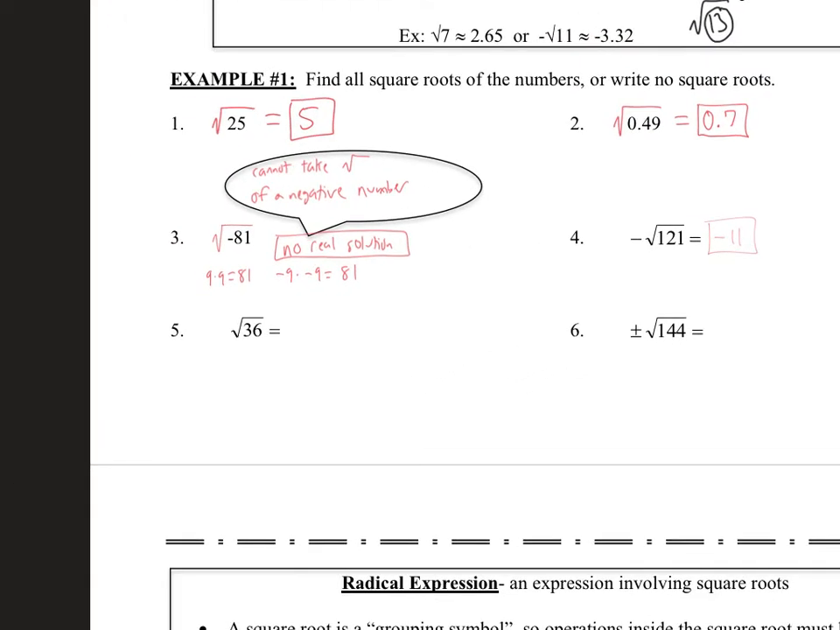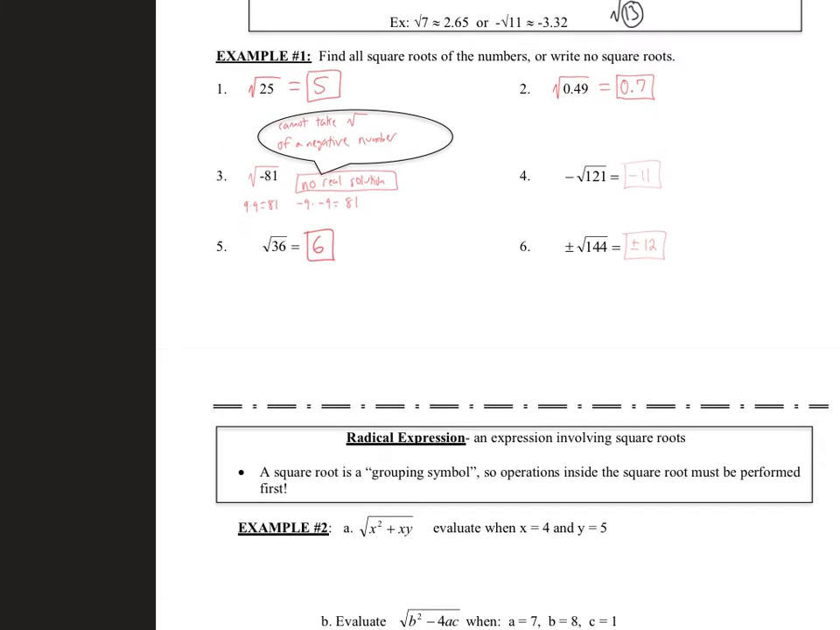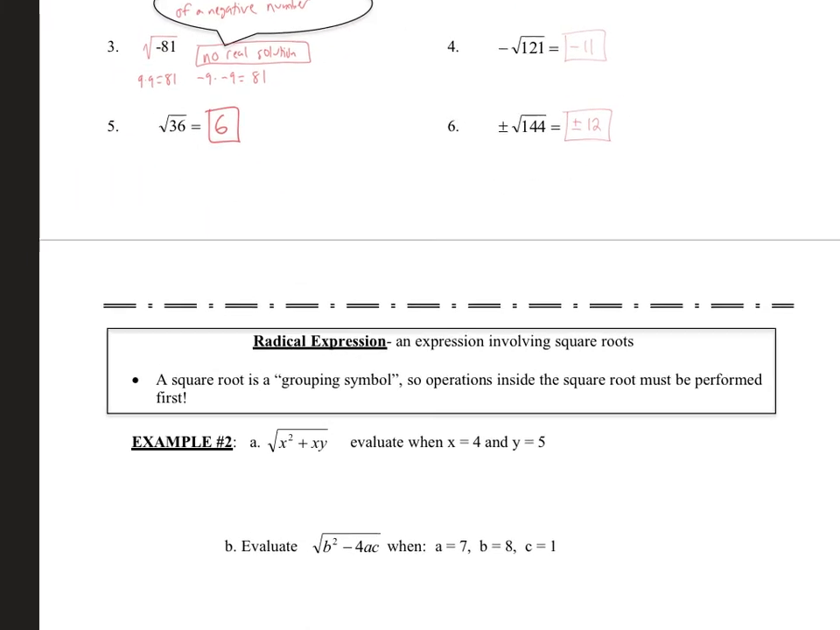All right. Square root of 36 is an easy one. 6 times 6 is 36. Good. And then we have plus or minus square root of 144. Square root of 144 is 12. The plus or minus is outside the radical, so we get plus or minus 12. All right, sounds good.